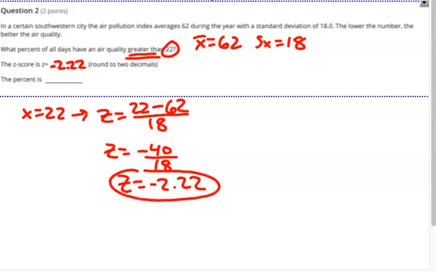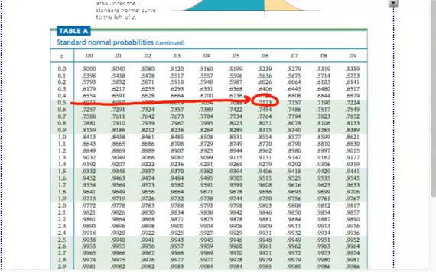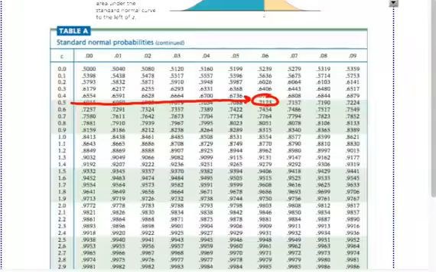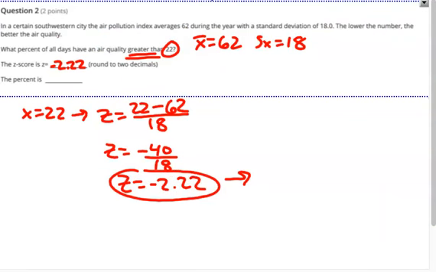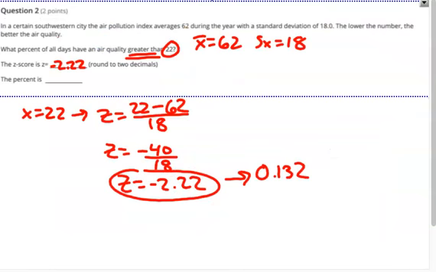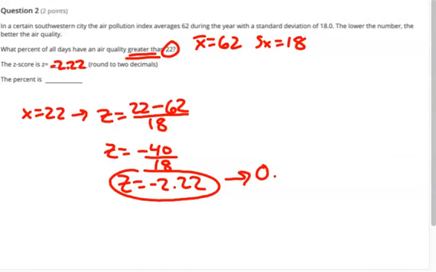And then we need to look up the percent for negative 2.22. Then this one's a greater than problem, so we have one extra step. So here's negative 2.22. So 0.0132 is the number we'll take. Okay, let me just double check that. 0.0132.